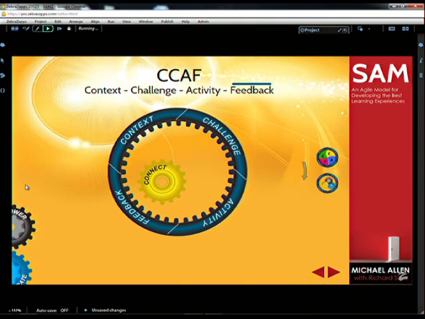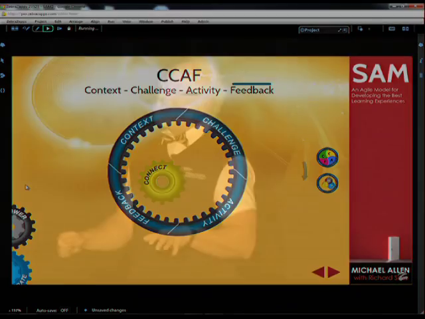I have a book on this. I was trying to figure out a way to say this without saying that, and I can't figure out what it is. So anyway, it's about learner interface design. How do I get the ideas to put people in CCAF situations?